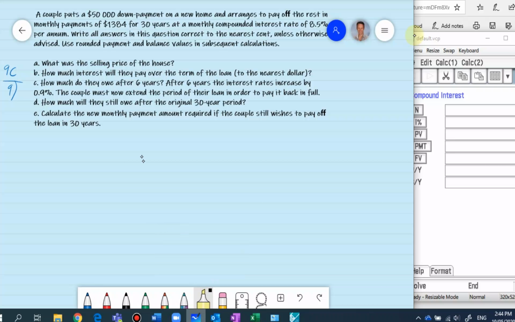Okay, so quick look at question 9 in 9C. A couple put down $50,000 on a new home and arranges to pay off the rest in monthly payments of $1,384 over 30 years at a compound interest rate, compounding monthly, of 8.5%. All questions to the nearest cent, unless otherwise advised.